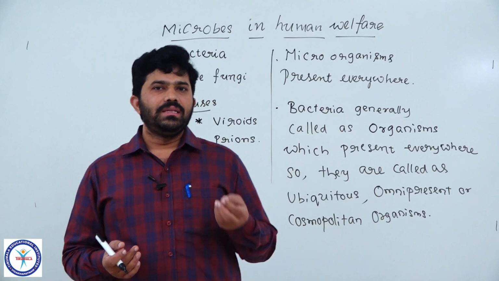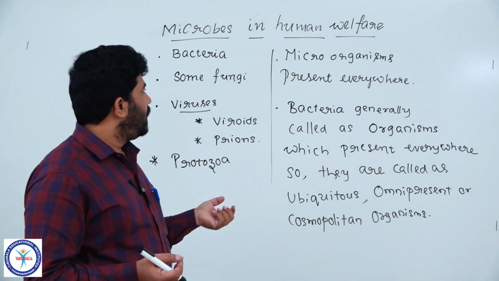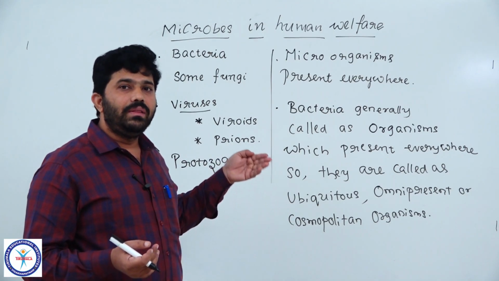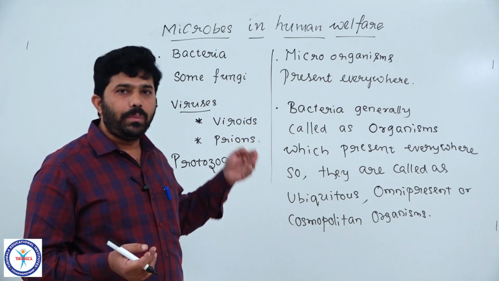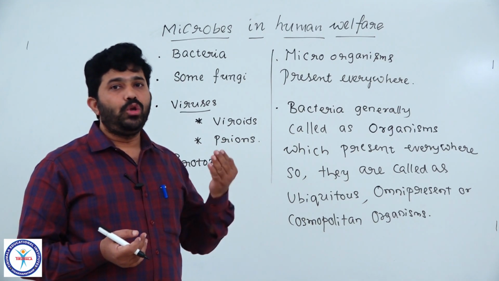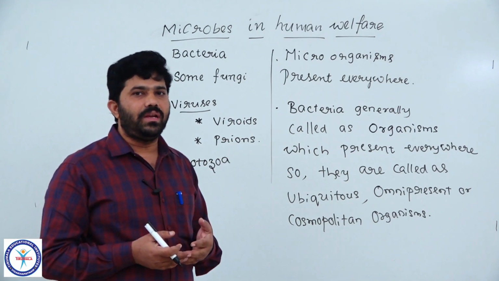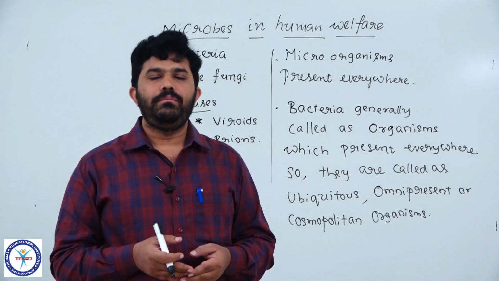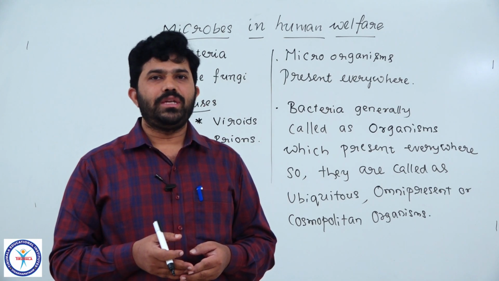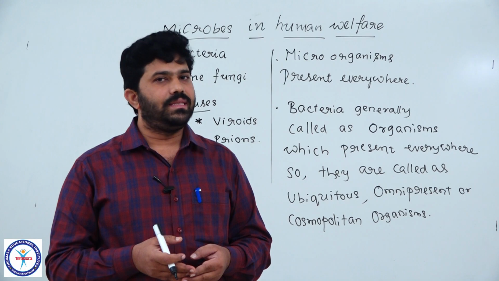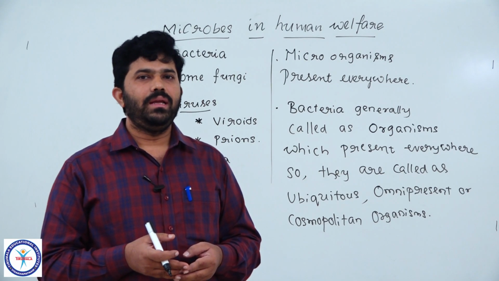So that is the simple information about all these microorganisms. Whatever organism is present on the earth, they are playing a pivotal role. How do they play a pivotal role in human life and human welfare? What are the advantages we are obtaining from these microorganisms for our better life? Okay, students, now coming to the subtopics which we are going to discuss in this lesson.